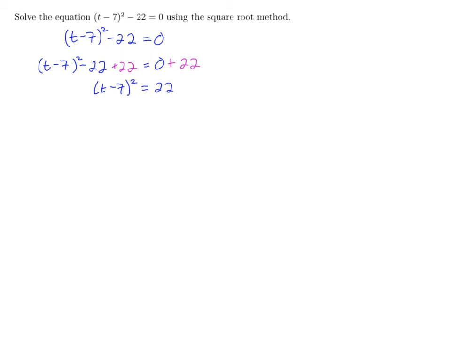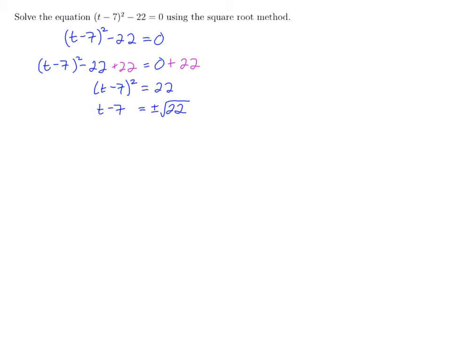Now that the expression that's a perfect square is isolated, we can apply the square root method. And so from here, this is equivalent to t minus 7 equal to the positive or negative square root of 22. Looking at this, we'll consider, can the square root of 22 be simplified? And since 22 does not have any perfect square factors, that radical is fully simplified.